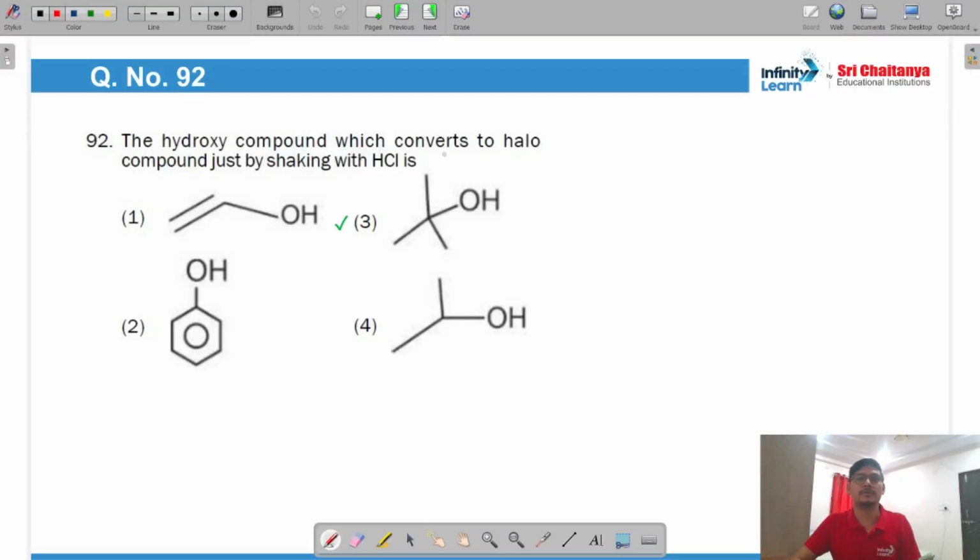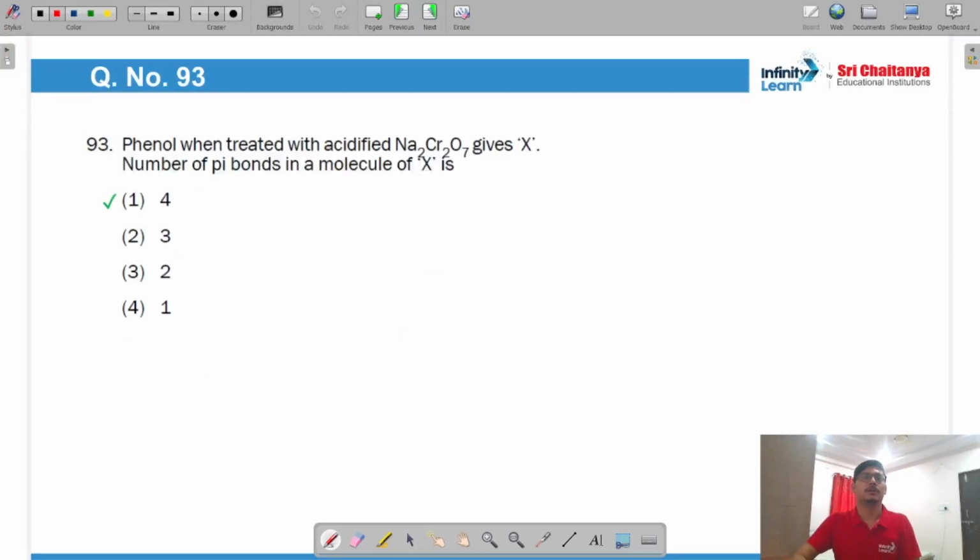The hydroxy compound which converts to halo compound just by shaking with HCl is this, because it is tertiary and most reactive. Phenol when treated with acidified potassium dichromate, sodium dichromate, it converts into parabenzoquinone. This is the product, guys. Dark colored solids, and number of pi bonds is 4.